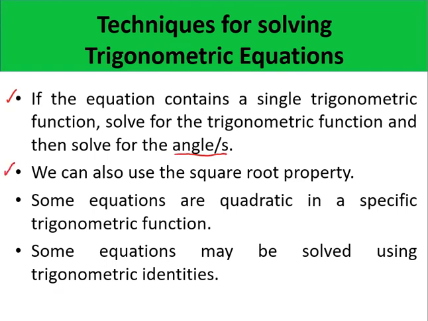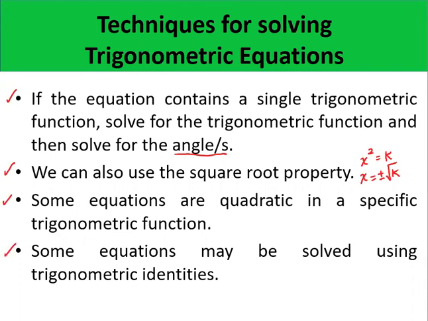Second technique is we can make use of the square root property. So that means the trigonometric equation may be written in the form of x squared equals a constant. So in this case, we can use the square root property by writing x is equal to positive negative square root of a. So the third technique is some equations may be in quadratic form. So that means the trigonometric equation may be converted into a quadratic equation, and we can solve that by using either factoring or the quadratic formula.